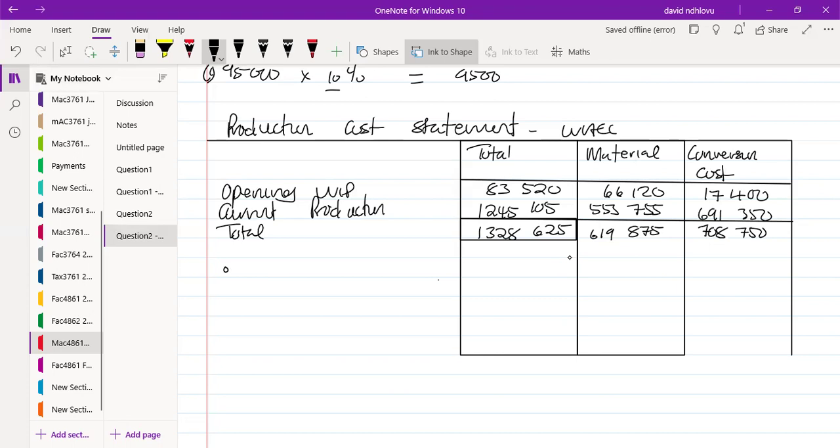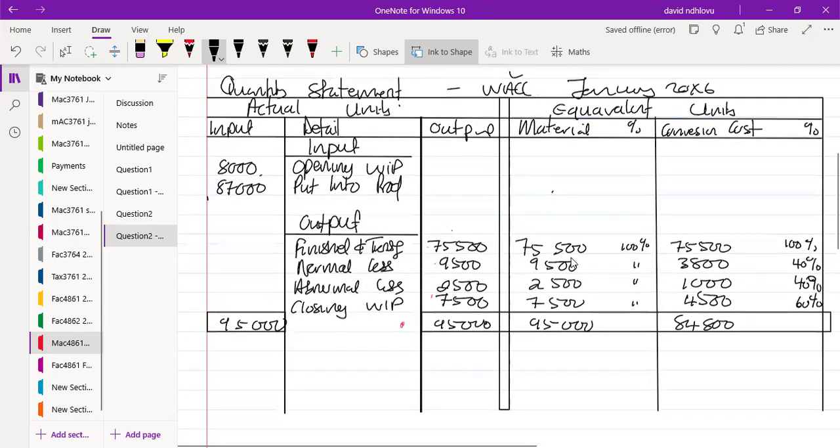And now we simply divide by equivalent units. Right, so we divide by the equivalent units amount so that we can get our cost per unit. The equivalent units, you now get them from the quantity statement. That's why I'm saying if you make a mistake here, then you have challenges with the next calculation.